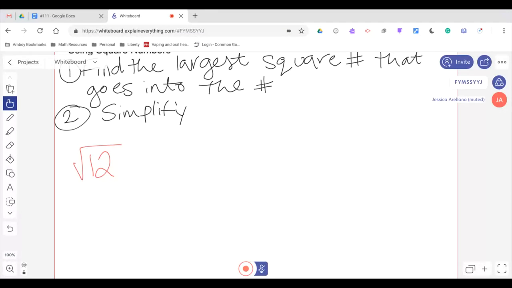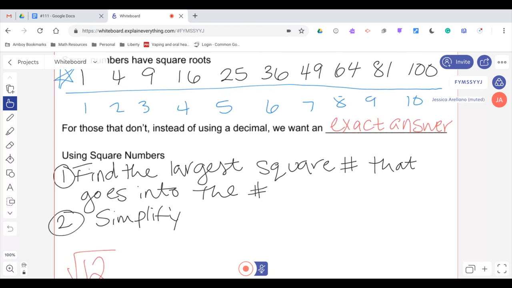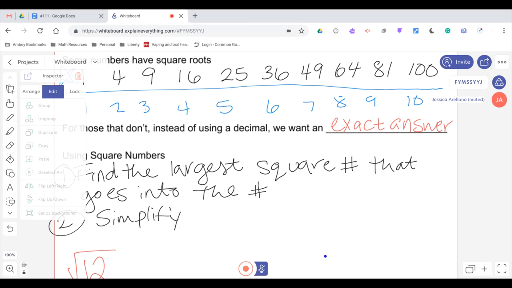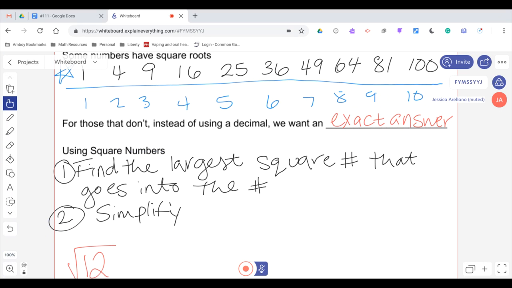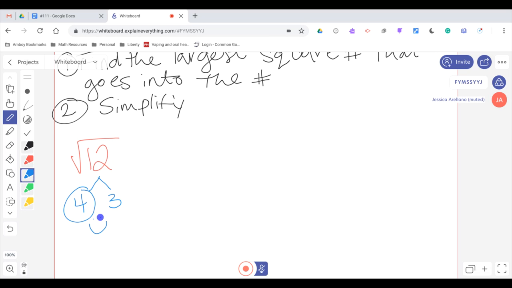Okay, but I do know that there are some square numbers that multiply into 12, and the largest one that goes into 12 is 4. So I'm going to write this kind of like a factor tree. I know that 4 times 3 makes 12, and 4 is a square number. Yay!